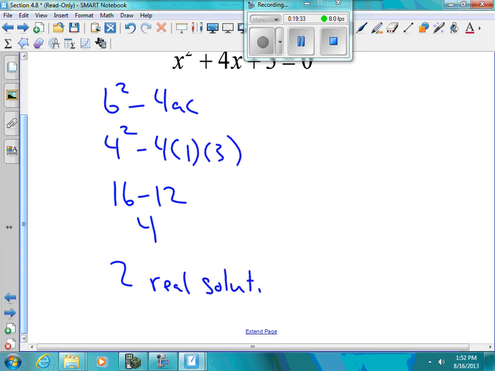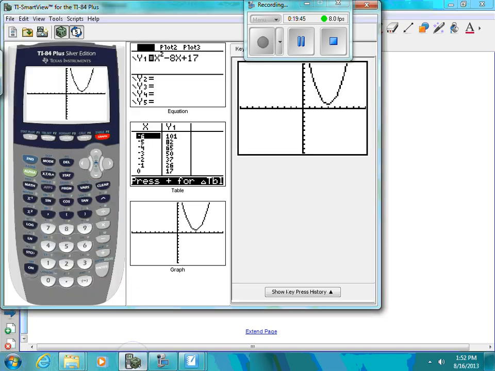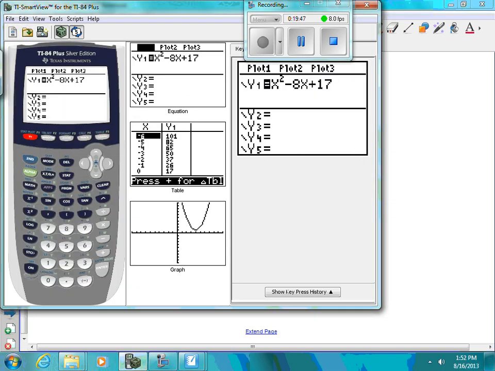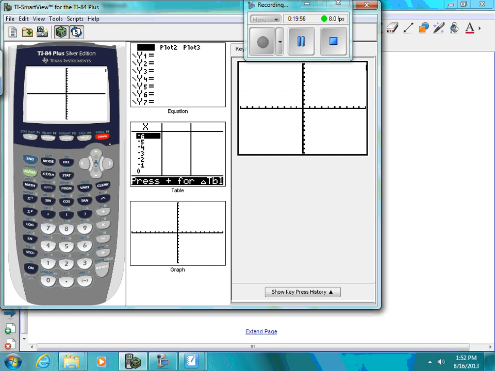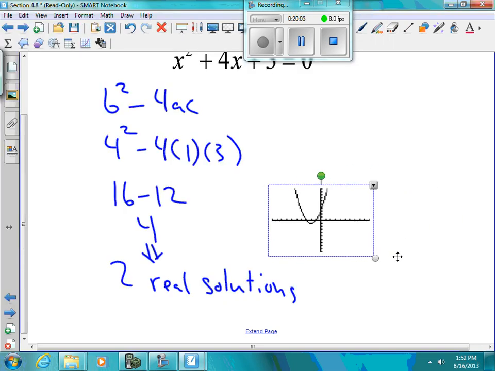If we graph this equation, it's going to cross. That implies it's going to cross the x-axis twice. So let's graph it real quick, and we'll wrap it up for today. X squared plus 4x plus 3. Just graph it. Remember, we're just seeing how many solutions they have. We're not looking to find what the solutions are. We can see it crosses the graph twice, 2 real solutions. Okay?